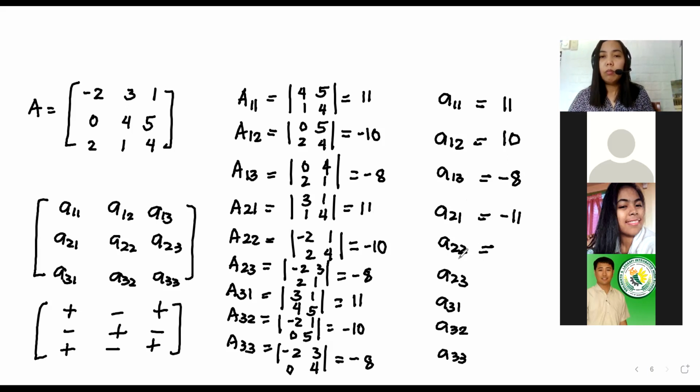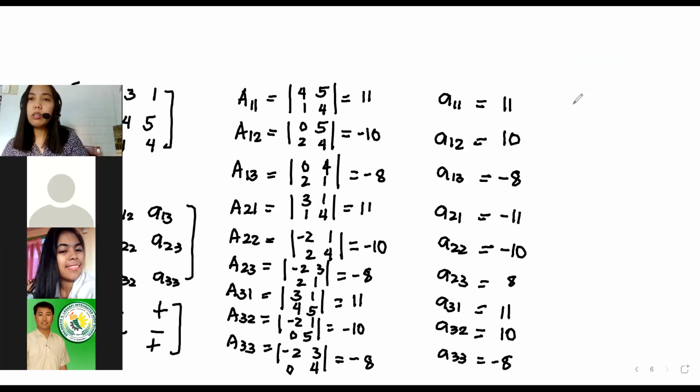Next, positive times negative, negative. Next, this is negative times negative 8, positive. Next, positive times positive, 11. This is negative times negative 10, positive 10. This is positive times negative 8, negative 8. You need to be careful. May isang mali dyan, mamamali ang inverse.